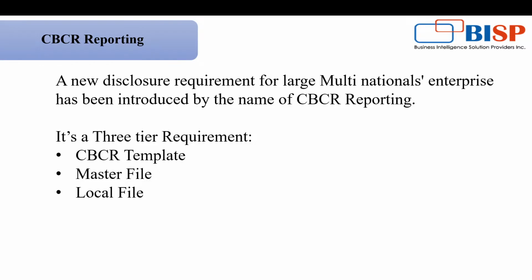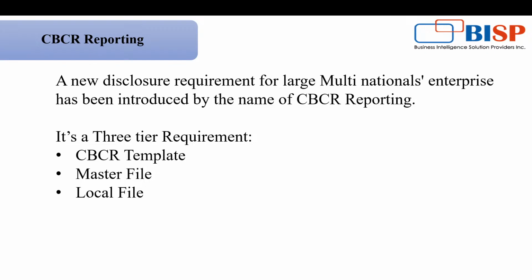Right. So the CbCR aims to solve this by requiring MNEs, those with consolidated revenue of 750 million or above, to disclose their global allocation of income, taxes and certain indicators of economic activity. This way the tax authorities can see the bigger picture of how the income is spread and how their profits are being declared across the countries. Right. So let's start with it.